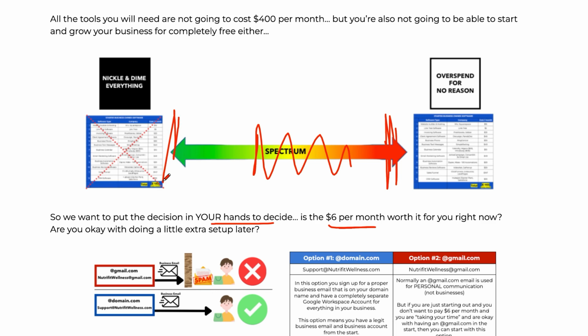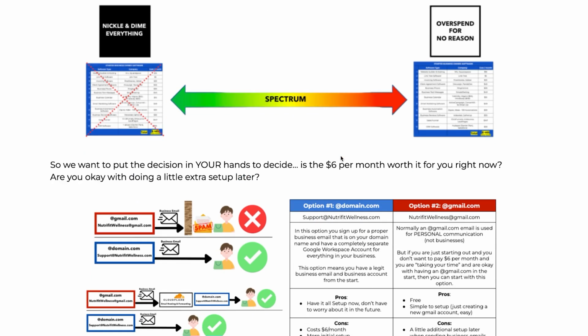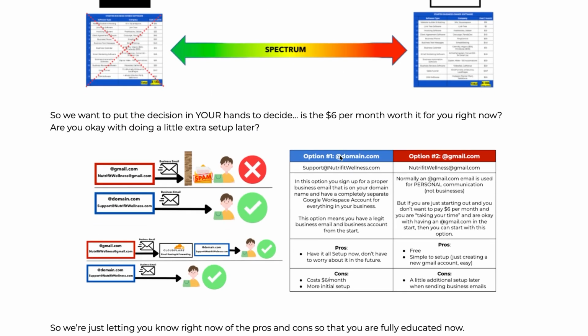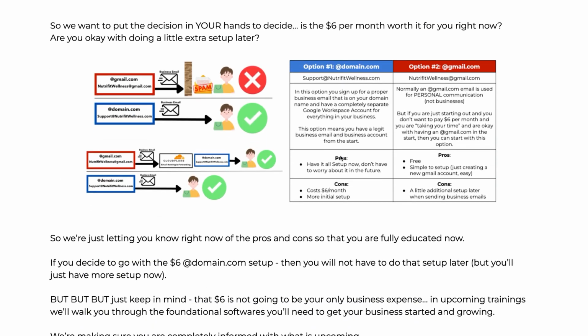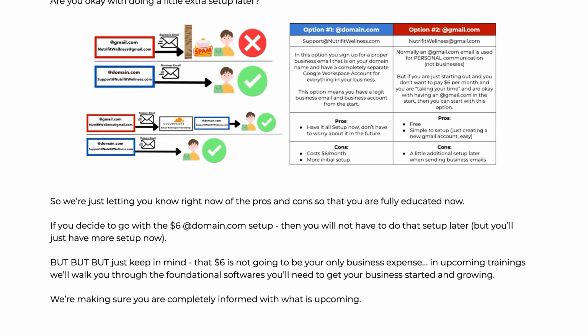So you got to think about where you're at and think through these options, or whether or not you're okay with a little bit of extra setup later on, because we went ahead and talked about that as well. So we're just fully educating you right now that if you decided to go with the $6 @domain.com setup, then you will not have to do that setup later on because you have a little bit more setup right now. But keep in mind that $6 per month is not going to be your only business expense, okay?